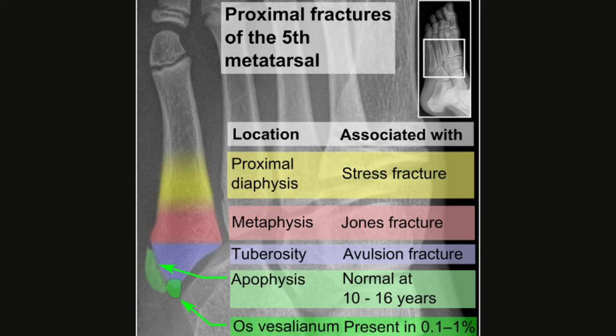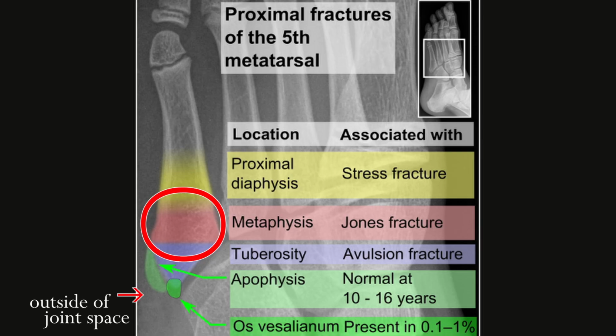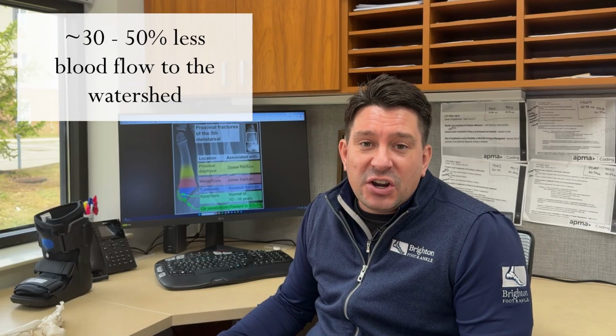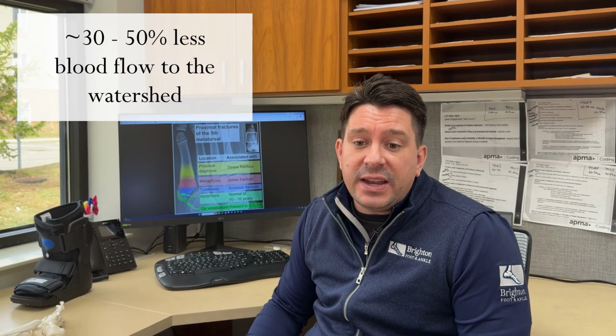Jones fractures happen right in this little pinkish portion on our chart here, where they happen outside of the joint space and before the long shaft of the 5th metatarsal. The reason why this is important is right in this little pink zone is what we call a watershed. This is an area that doesn't have good blood flow. Don't ask me why it's called watershed. It sounds kind of opposite, but there's just not good blood flow in this area. There's something between 30 and 50% less blood flow in this area.